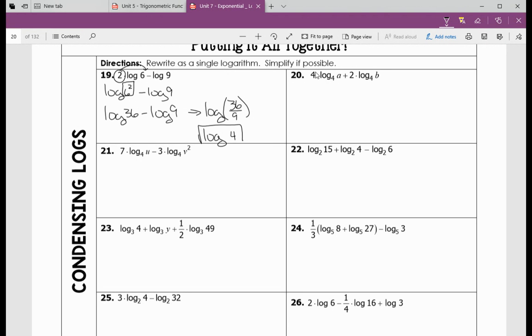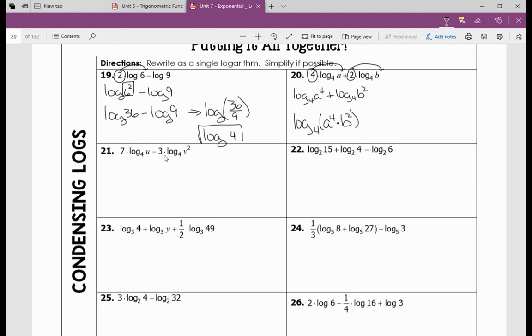In example 20, I have 2 powers that need to be dealt with. So I'm going to always try to deal with those powers first. That would be log base 4 of a to the 4th plus log base 4 of b squared. Now that I have a log base 4 plus a log base 4, I have 1 log base 4 with a to the fourth times b squared behind it.